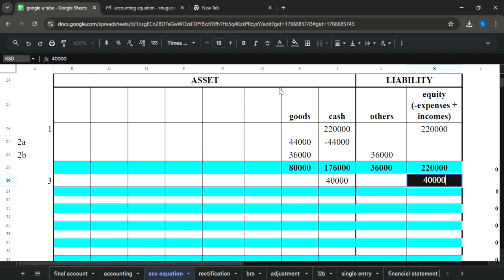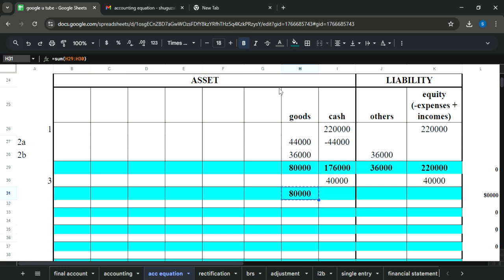Now guys, this entry has been completed. We will take the sums of the sides. The first one has been calculated, and similarly calculate the remaining totals of cash, others, and this way this total has also been completed.